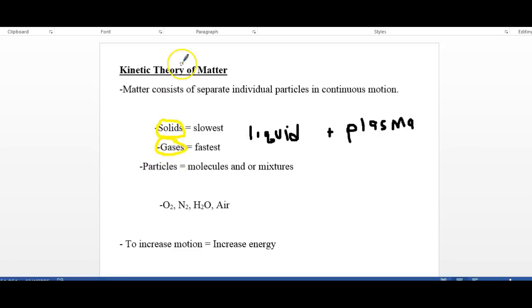But there's an idea, or a theory, that scientists use to talk about why some matter exists as a solid, some as a liquid, and some as a gas, and why they change, and what some of the properties are that we can observe when they do. So the general idea of this is that matter consists of separate individual particles in continuous motion.